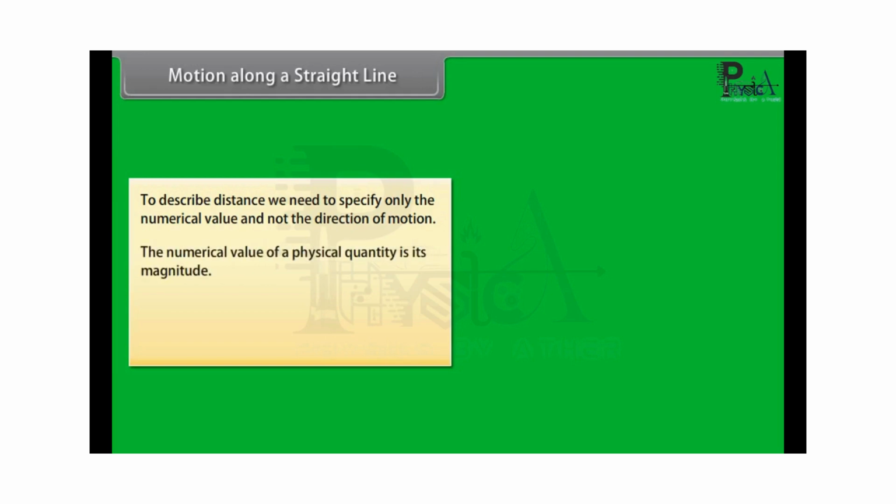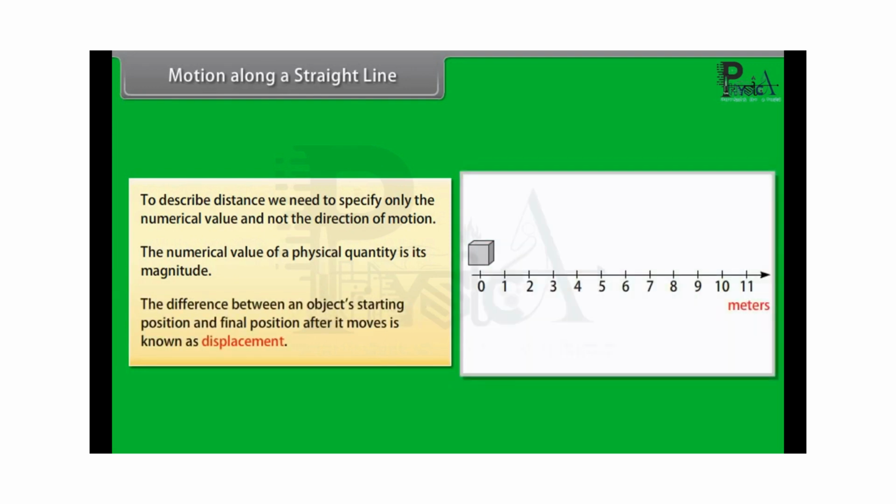The numerical value of a physical quantity is its magnitude. The difference between an object's starting position and final position after it moves is known as displacement.